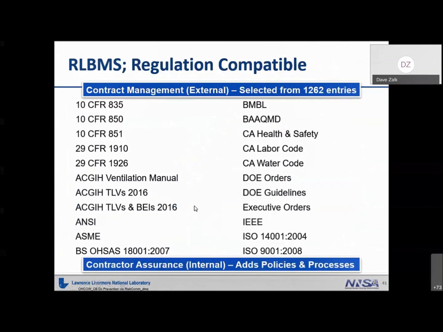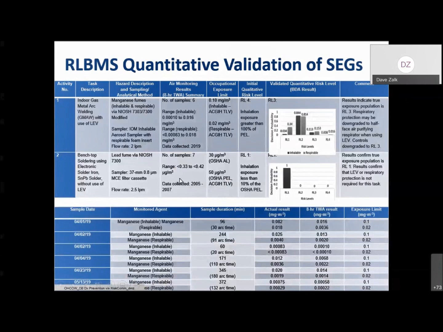However, I keep getting told that you can't use a qualitative risk assessment project when it comes to regulations. Well, at Lawrence Livermore, we have a contractual obligation to over 1,200 different regulations, which include the ACGIH TLVs as being treated as regulation. So we decided to go head first into this, and we created our similar exposure groups. We took our risk level based management system qualitative outcomes that we had for the risk level. We then went and quantitatively validated 15 different SEGs.